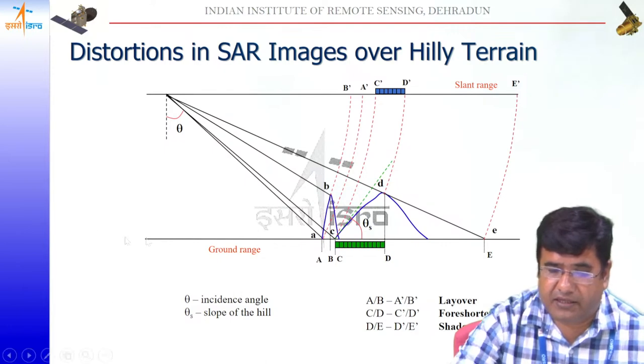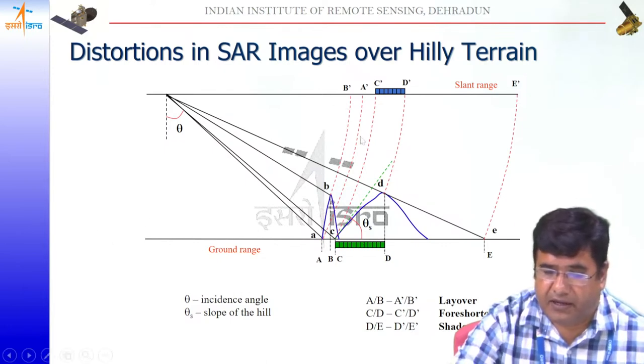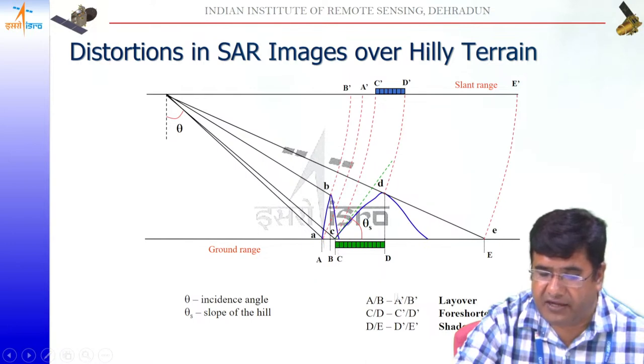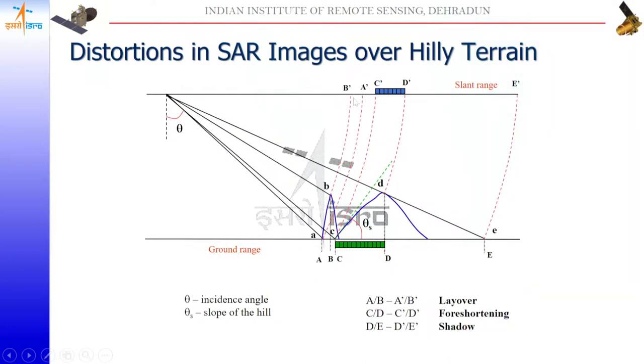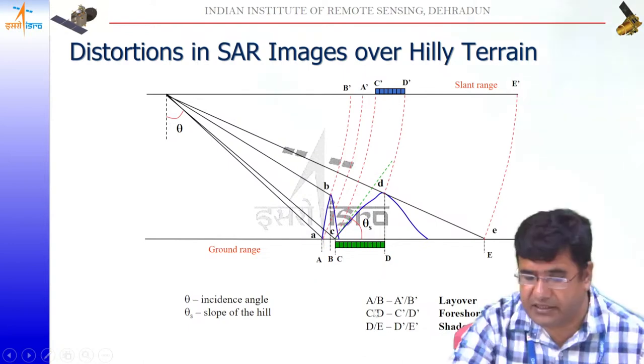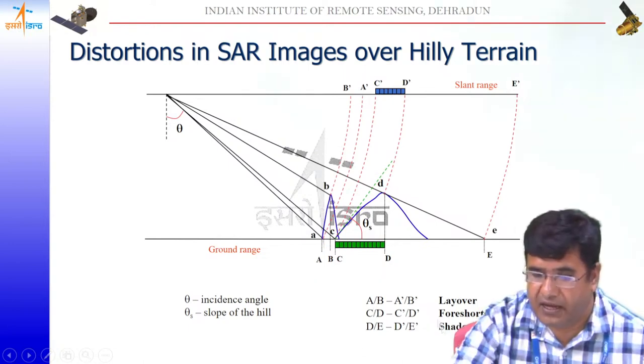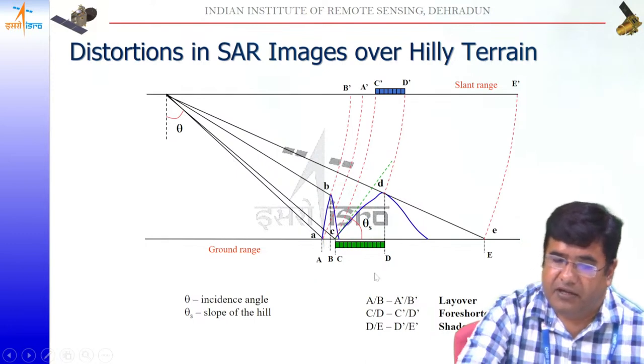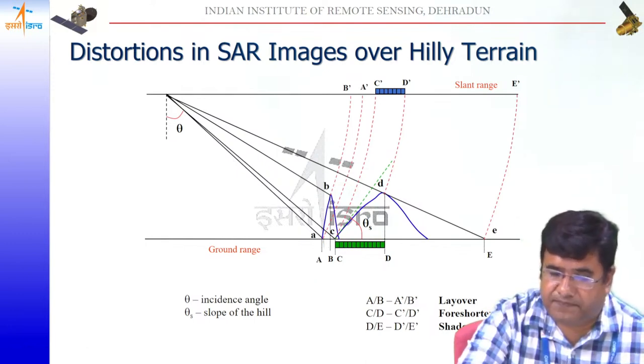You can see this figure also defines the layover, foreshortening and shadow. In this figure, A and B, with B dash and A dash, have layover, in C D we have the foreshortening, and in D E we have the shadow portion. So these are the different distortions in a SAR image: layover, shadow and foreshortening.